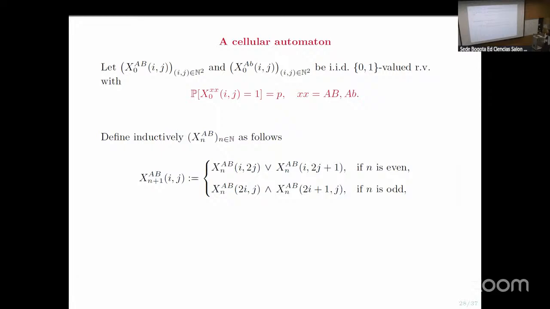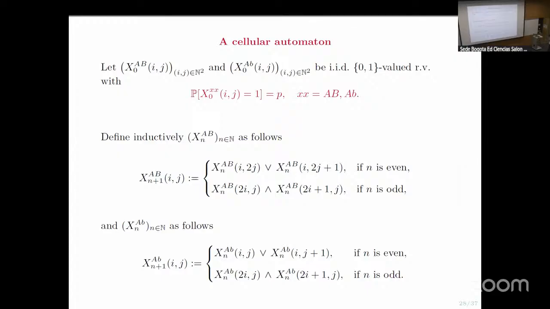So I'm going to take in the coordinate aj, if n is even, I'm going to take the maximum of these two coordinates, aj and aj plus 1. And if n is odd, I'm going to take the minimum of aij and ai plus 1j. Okay, so those are my rules.